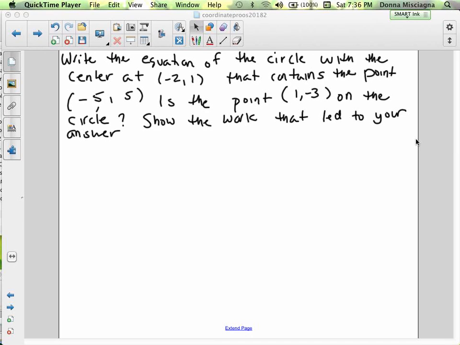Write the equation of the circle with the center at -2, 1 that contains the point -5, 5. Is the point 1, -3 on the circle? Show the work that led to your answer.